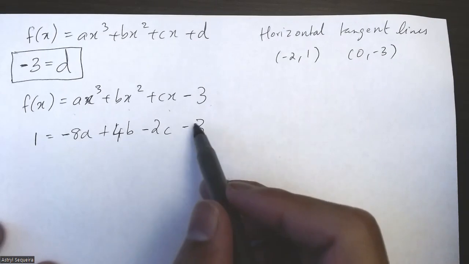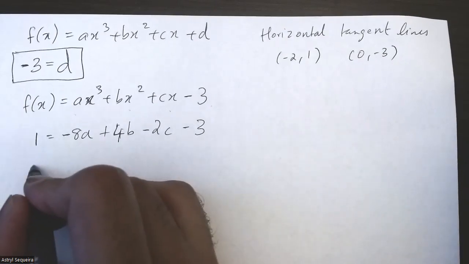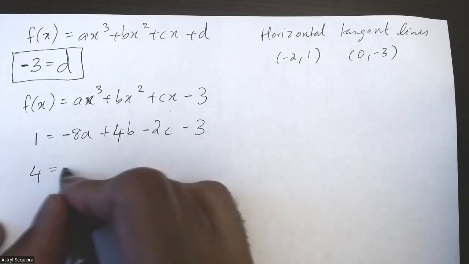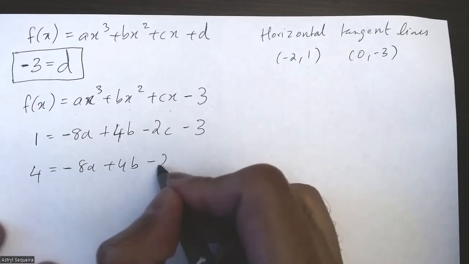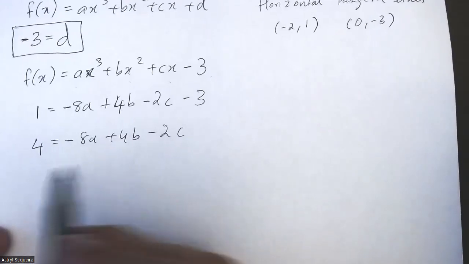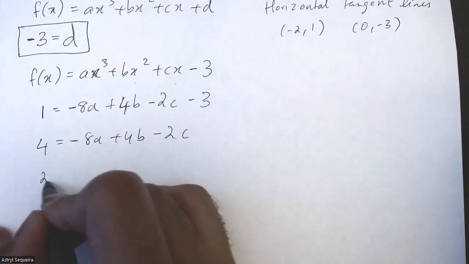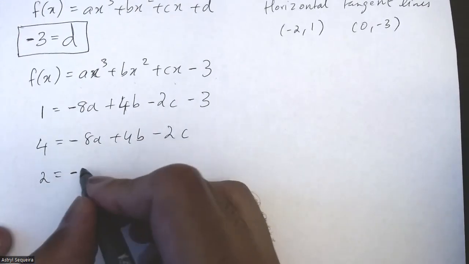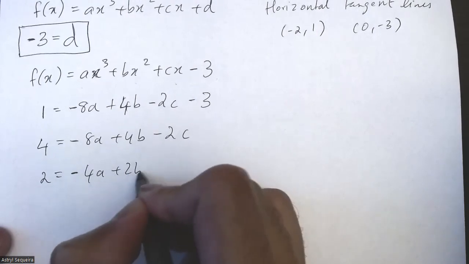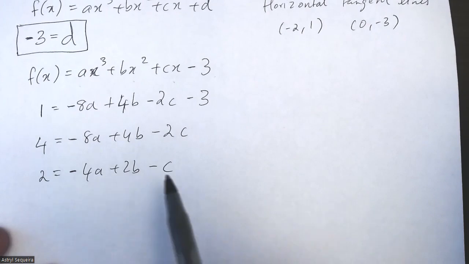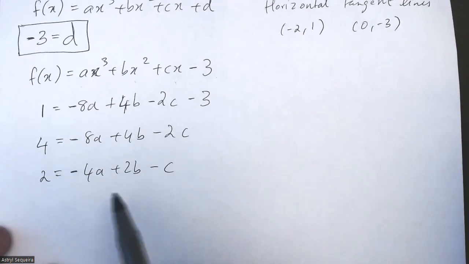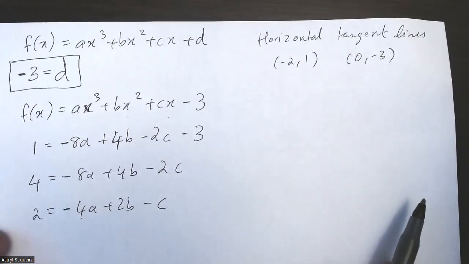And then I can simplify this. I can move the 3 to this side. So I can make this as 4 equals -8a plus 4b minus 2c. And then I can divide everything by 2 as well. So I'll do that. I'll try to simplify as much as possible. And this is a simplified form of the equation. Can't really solve this now, so I have to go on to my third equation.